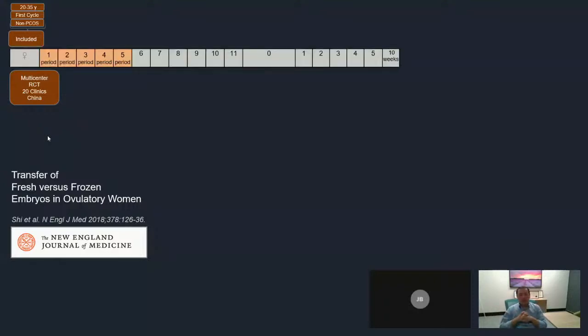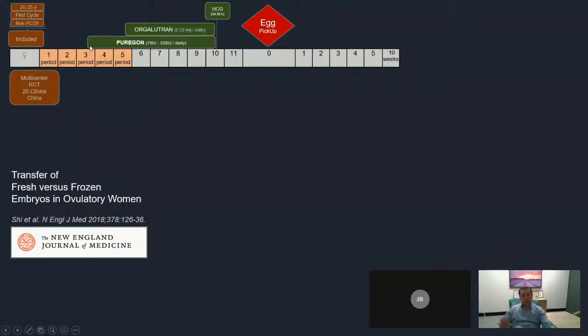Okay, so let us discuss the whole research methodology and protocol. Essentially, they invited all patients undergoing their first IVF cycle, and all patients were given the same FSH drug, Purigon, ranging from 75 units to 225 units daily dose, starting from the third day. All of them started Purigon on the third day of the menstrual period.